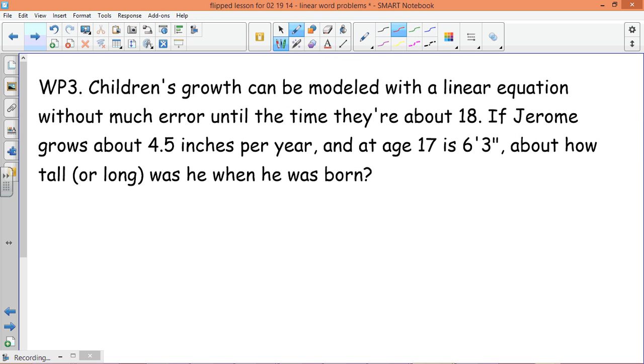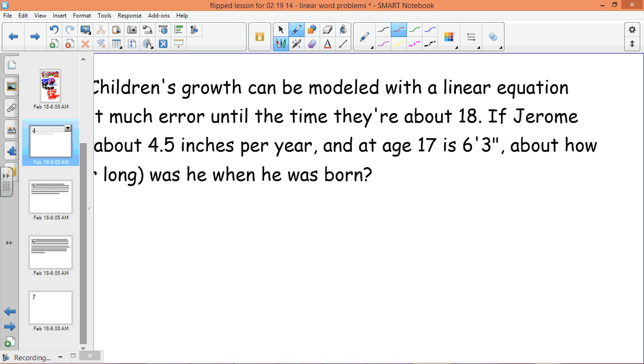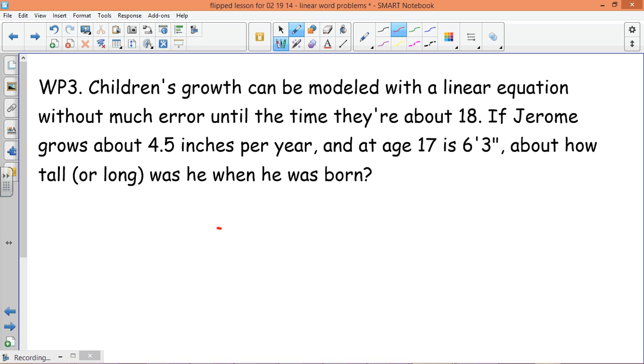Word problem number 3. I'm just going to check. Yep, word problem number 3. Children's growth can be modeled with a linear equation. Hey, this tells me right here I'm allowed to use my linear equation because it says I can model this with a linear equation. Yay! Without much error until the time they're about 18. Okay, so this only works until we're talking about age 18. Let's just keep that in mind.